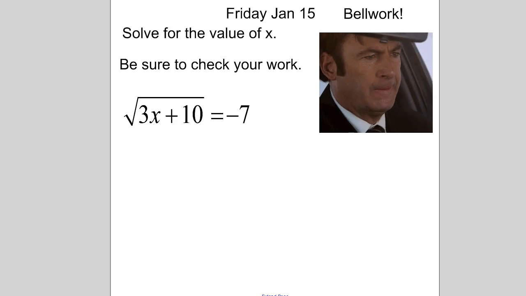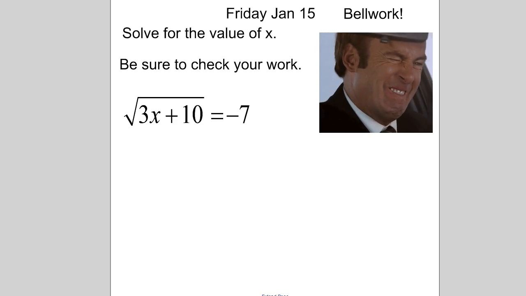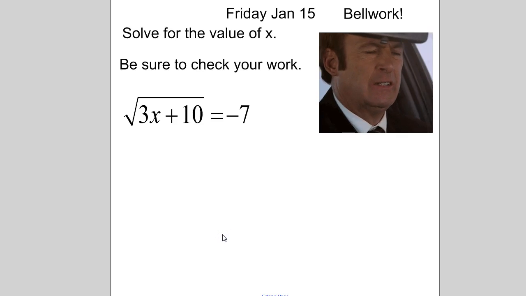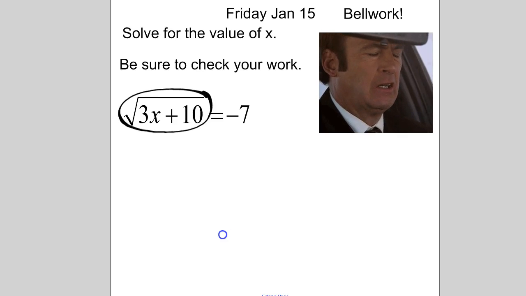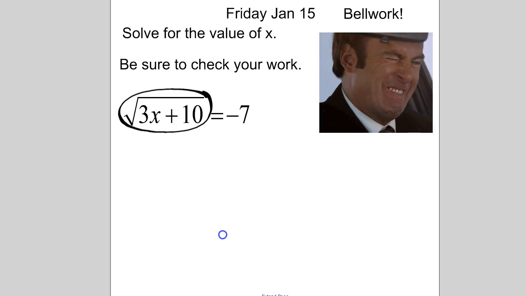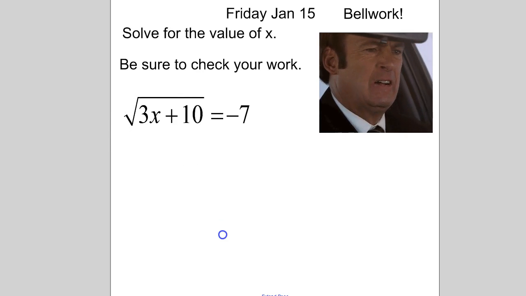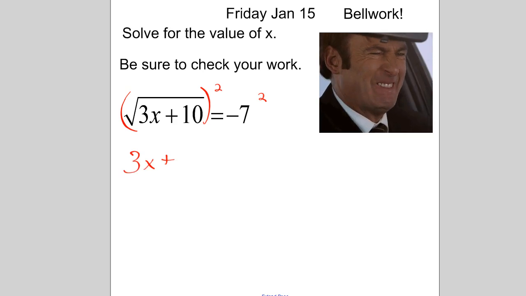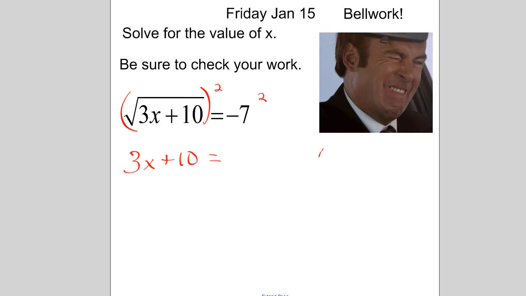Okay, we're back. So, how did we solve this? What did we have to do? We had to make sure that the radical was completely by itself. So, is the radical all by itself? It is. I'm not multiplying the radical by anything, and I'm not adding or subtracting anything there. So I can go ahead and square each side of this equation. If I square this side and I square this side, I get 3x plus 10 is equal to, well, negative 7 squared is 49.